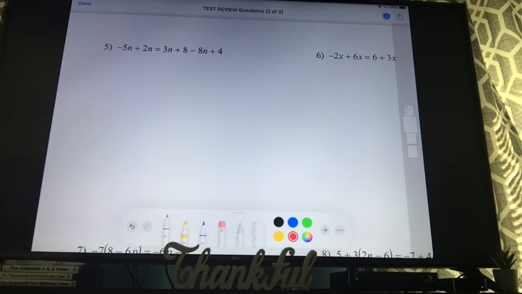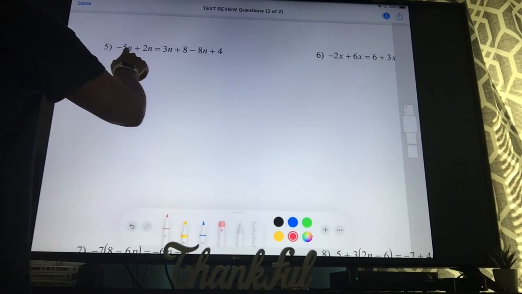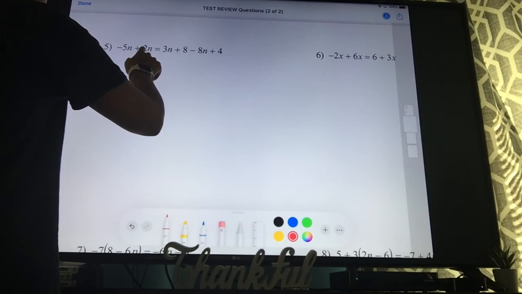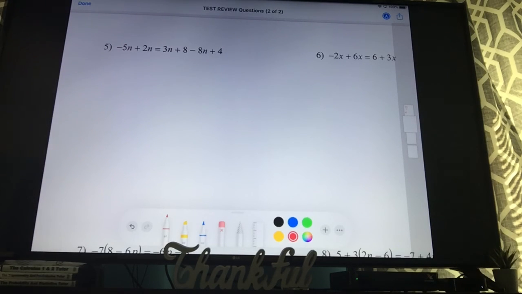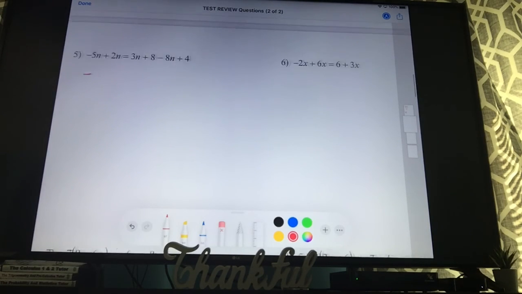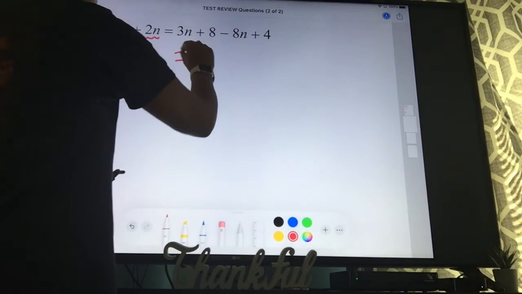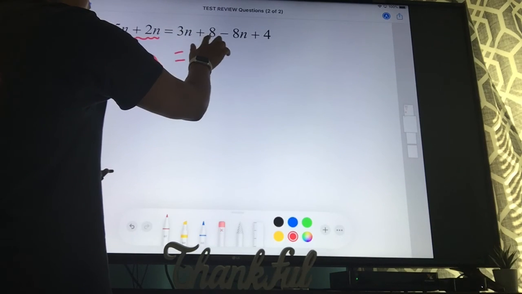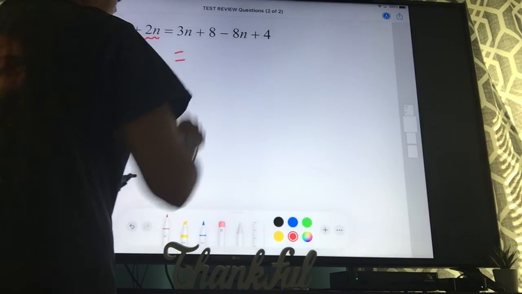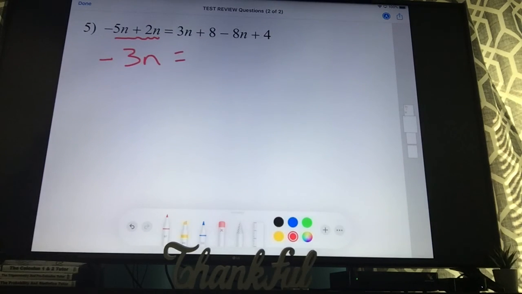So if we do that, I have a negative 5n plus a 2n. So negative 5 plus 2 is going to give me negative 3n on this side. That's what I got from this stuff. And on this side, what can we combine on the right side? Well, I have a 3n, I can't combine with that one, and I have a negative 8n. So I could combine those two to give me a negative 5n.